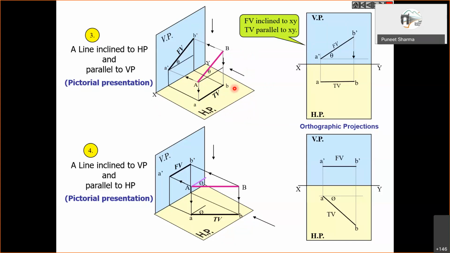So how the front view varies, that we discussed. The same will happen here: if this A is kept fixed, phi is kept constant, and then B is moved, then this B dash in the front view will move on a circular path about A dash, and this small b in the top view will move along a line which is parallel to this xy line. Okay, so for this situation B will move like this, and B dash will actually rotate about A dash. So these things were discussed last class also.